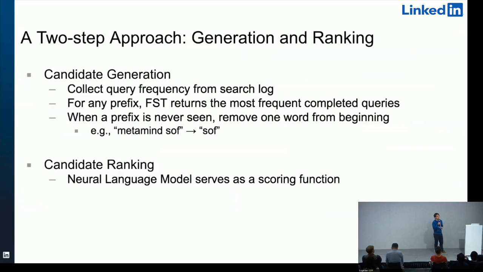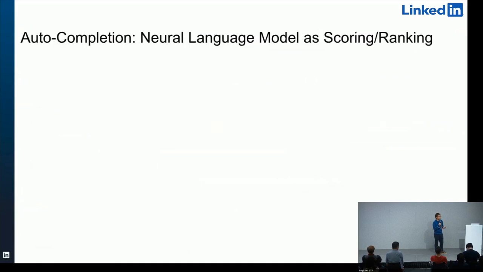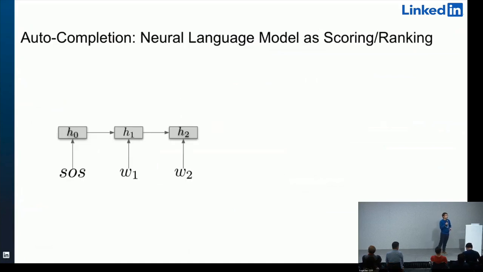For candidate ranking, here's how we use a deep neural network for NLP. We use the neural language model as the scoring function. So this is how the neural language model works. For a query that contains 2 words, W1 and W2, we insert a special token, which is called start of the sentence. We run an LSTM over it. And this is the language modeling part.